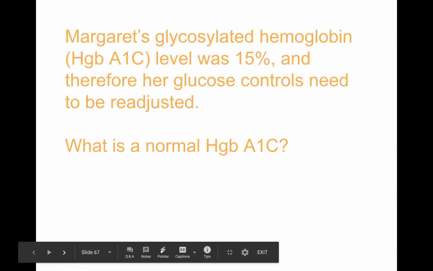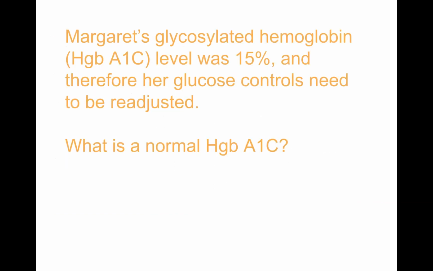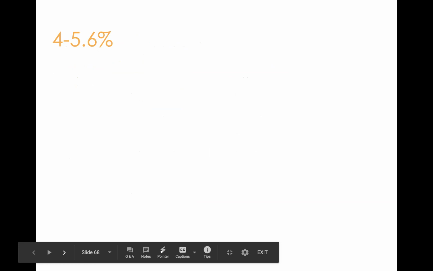So Margaret's A1C is 15%. Ay, ay, ay. A little overkill there. So what is a normal A1C? So we would like it less than 5, right? So 4 to 5.6.